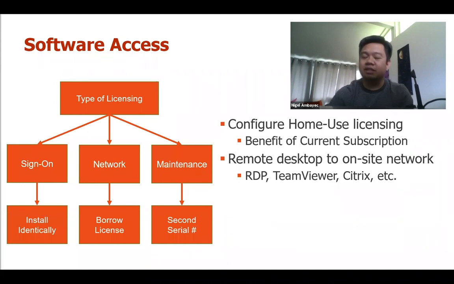There's two major methods in which you can access your software at home. The first one is home use licensing, right? So Autodesk, with current subscription, you have the ability to have a second installation of the software at your house. And the way that works is based on this chart on the left, which I'll be going over in a little bit more detail moving forward. Essentially, based on the type of licensing you have, determines the way that you get your home use licensing.